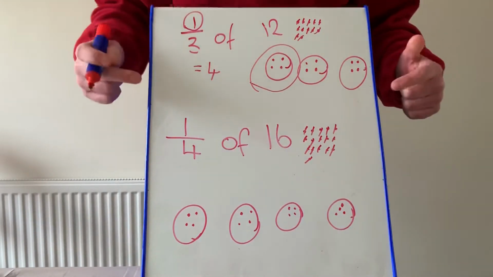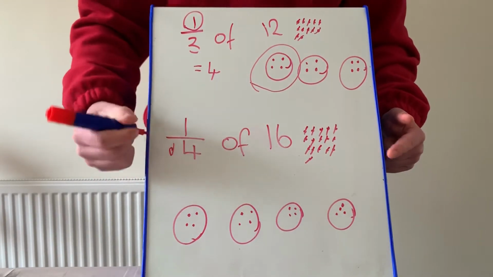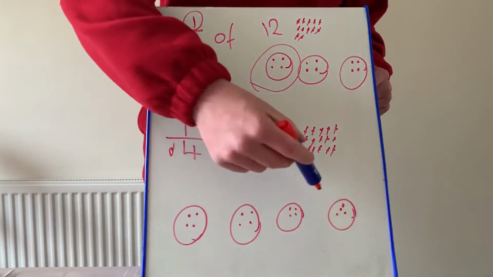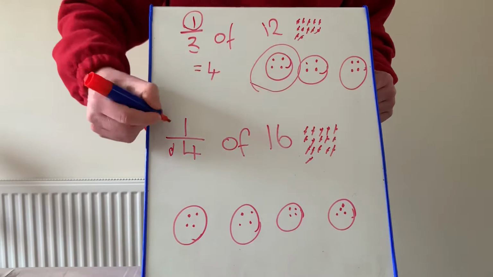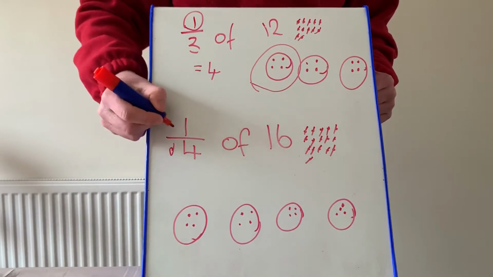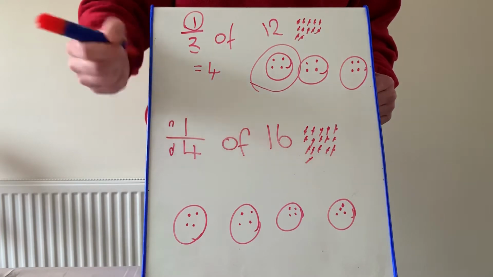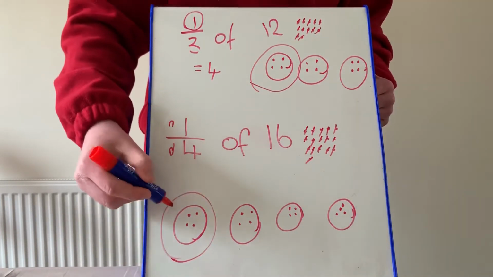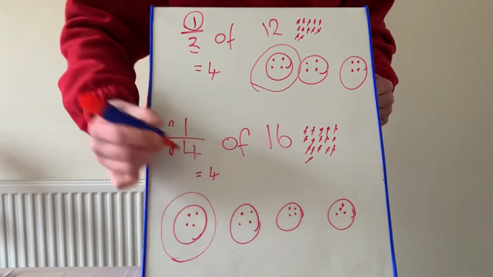Okay, so what I've done is I've divided by my denominator of 4. So I've shared between 4 plates equally. There's 4 on each plate. And how many plates am I going to count the amount of dots on now? 1 plate, because that is my numerator. I'm going to count the amount of dots on 1 plate. So on 1 plate, I've got 4. So 1/4 of 16 equals 4.